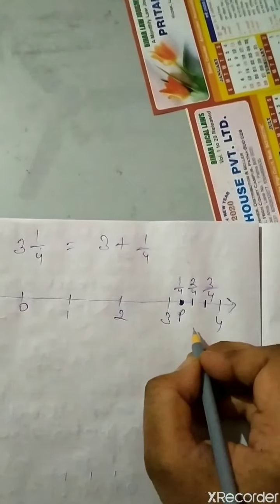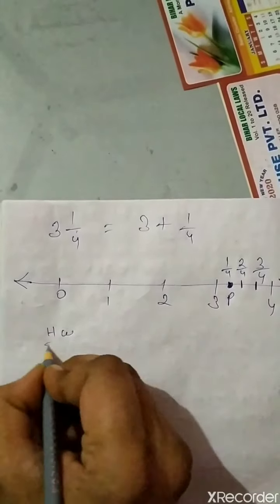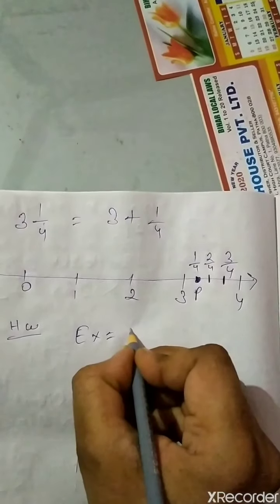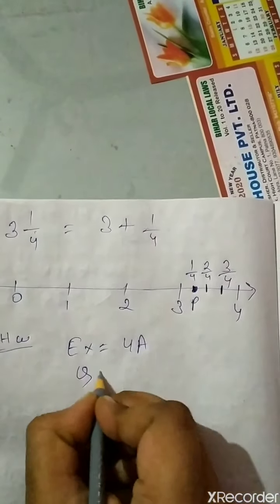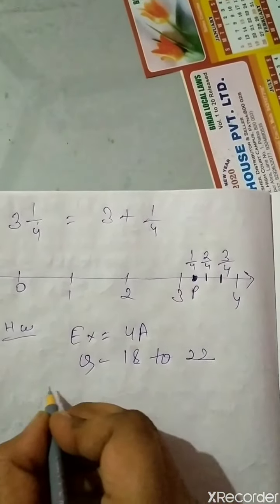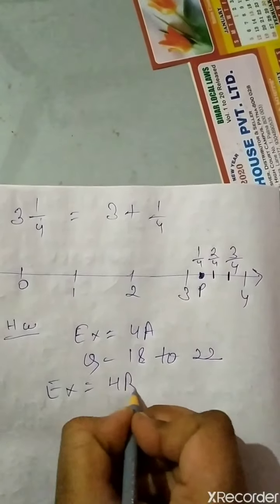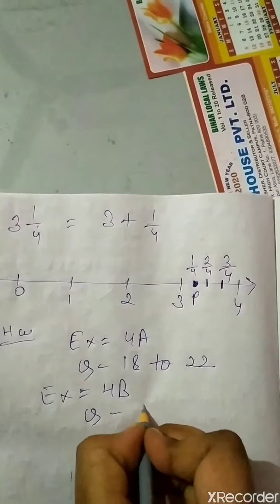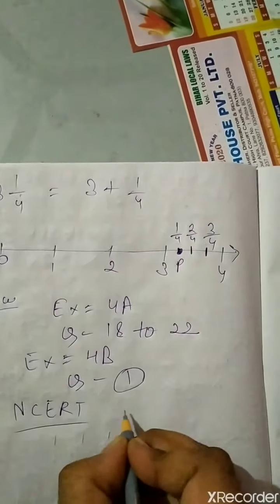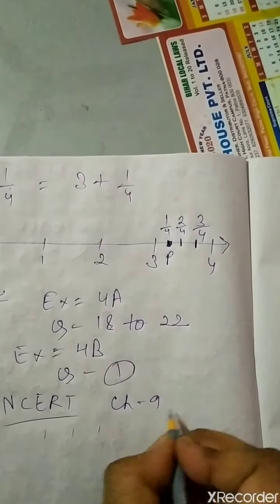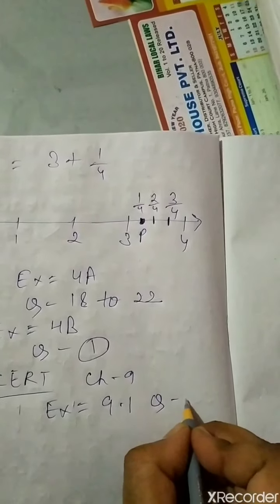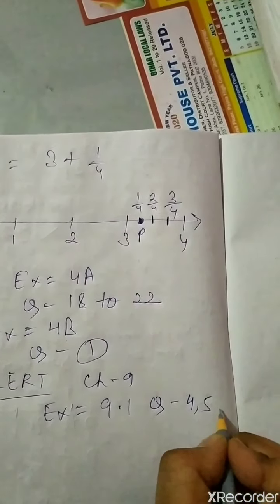Okay. So now your homework is this only. From the R.S. Agarwal book, exercise 4A, you will solve questions 18 to 22, and exercise 4B, you will solve question number 1. Also some NCERT questions: NCERT chapter 9, exercise 9.1, questions 4, 5 and 7.